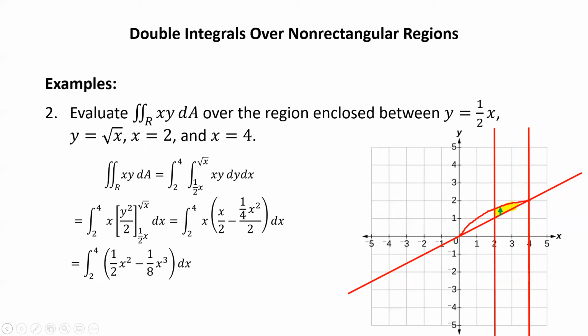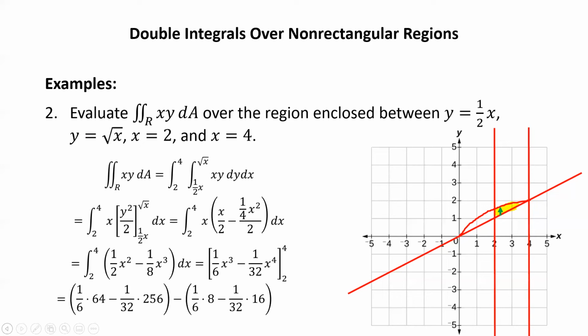and this is now just a regular definite integral from single variable calculus. We do a couple of power rules. We get 1/2 x cubed over 3, or 1/6 x cubed, and then 1/8 x to the 4th over 4, or 1/32 x to the 4th. And it's going from 2 to 4. Plugging in the 4, we get 1/6 times 4 cubed, which is 64, minus 1/32 times 4 to the 4th, which is 256, minus 1/6 times 2 cubed, or 1/6 of 8, minus 1/32 times 2 to the 4th, or 16. That all comes out to 11/6. You can check that computation yourself.